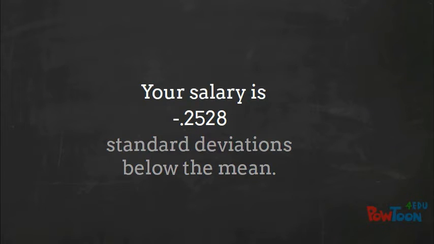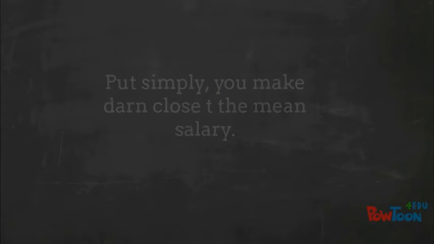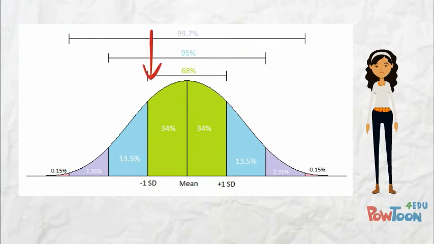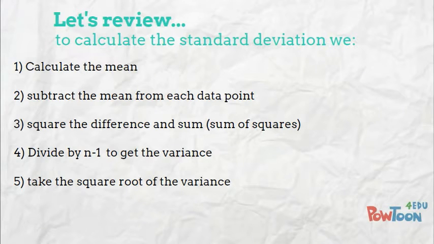Now, if we take your salary difference, $2,200, and divide by the standard deviation, we see pretty quickly that your salary is 0.25 standard deviations away from the mean. So you're pretty much making the mean salary in your group. In fact, here you'd be, right there in the green area, pretty close to the middle, considering you just got hired and just graduated. So to calculate the standard deviation, we calculate the mean, then subtract the mean from each data point, square the differences, divide by n minus 1, and then take the square root of that. That will give us the standard deviation.